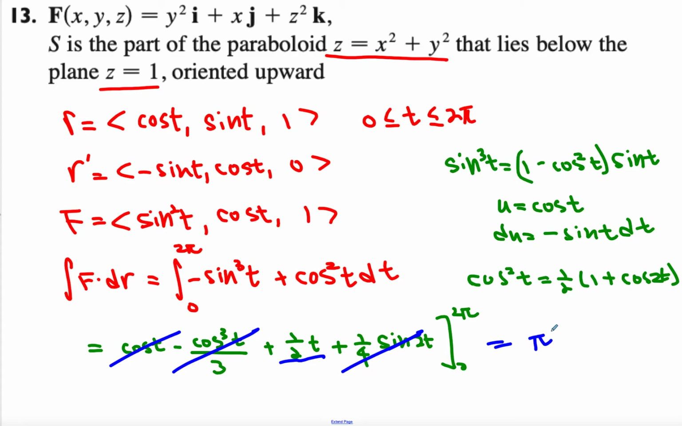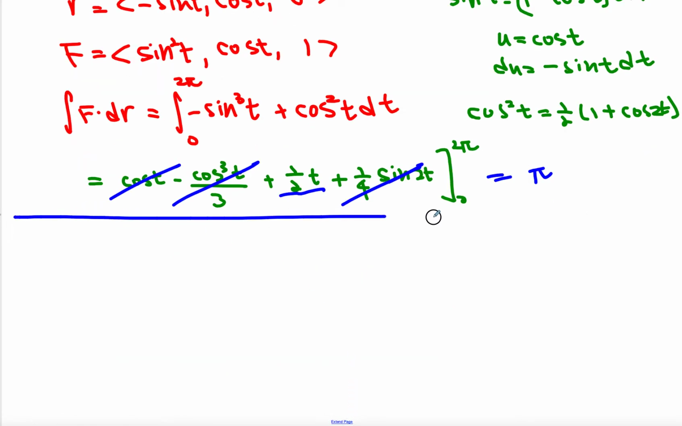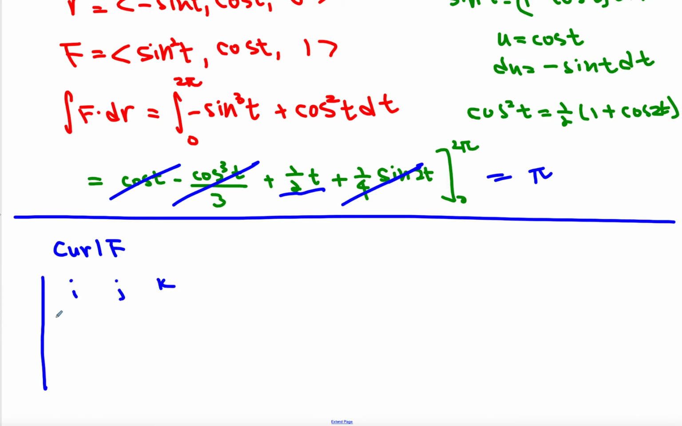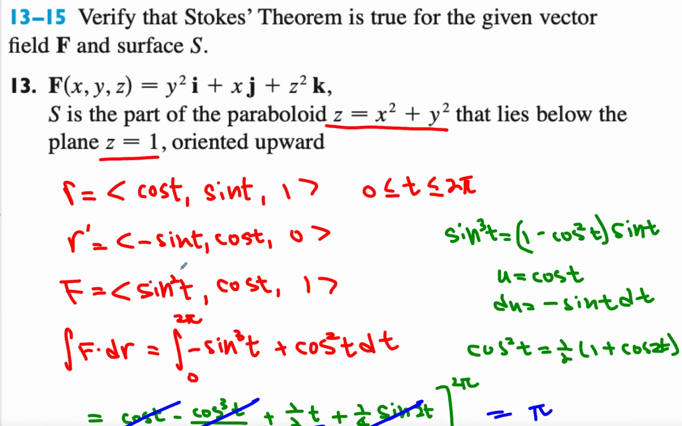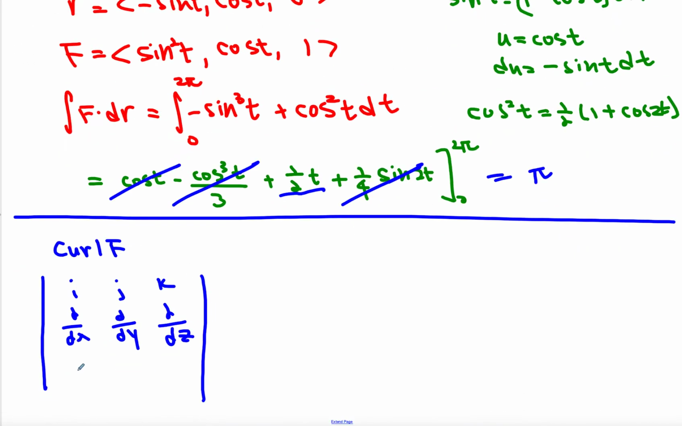Next, how about the same question, but looking at it from the curl, the surface integral perspective. Now we need to figure out the curl first. y squared, x, and z squared.